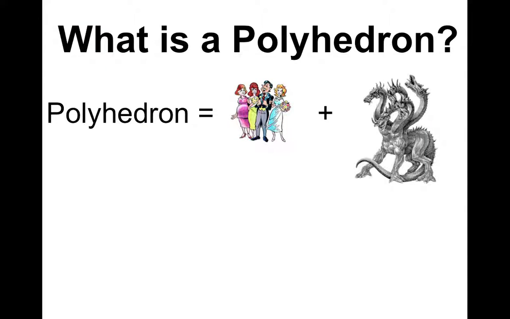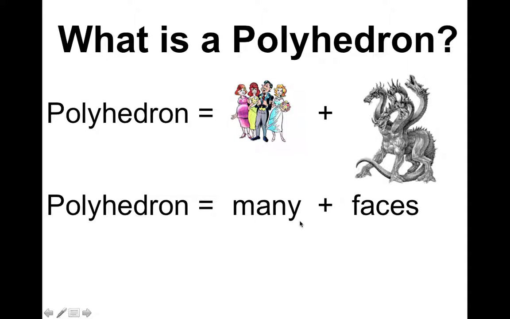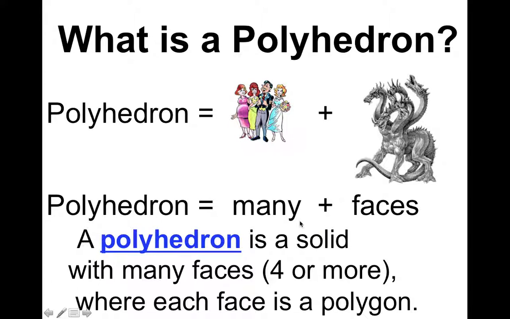So we've already talked about polyhedrons. Poly means many, hedron means face, many faces. So a polyhedron is something with many faces, and in geometry that means a solid with many faces. So there must be four or more faces. Think about that. You can't have three faces on a 3D shape. That's impossible. And each face must be a polygon. That's important. To be a polyhedron, the faces must be polygons.